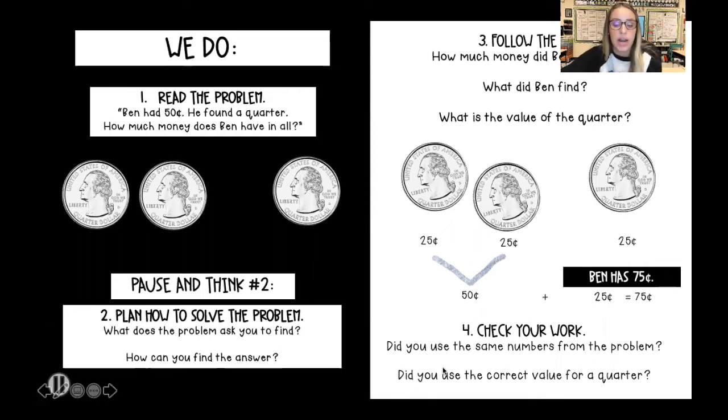Did you use the correct value for a quarter? So did we use 25 cents to match our quarter? Yes, we did. So we can go back and double check our answer. 50 cents plus 25 cents equals 75 cents, and that is correct. If you go back and do the same problem and get the same answer, you are most likely correct. So now it's time to move on to one that you can do on your own.